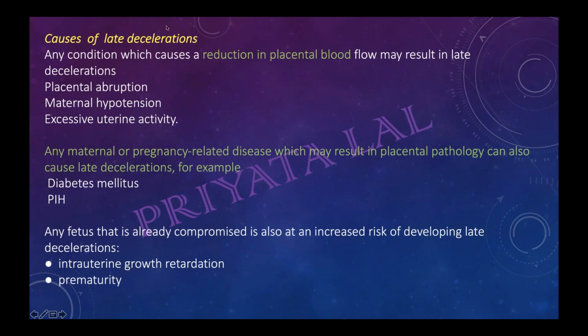Now causes, no need to remember this. When late deceleration happens, you find some problem: abruption, maternal hypotension, excessive uterine activity, or a chronic condition going on in pregnancy where you get an IUGR baby, or prematurity. Nobody will ask what are the causes of late deceleration. I just put it because I have to tell you.